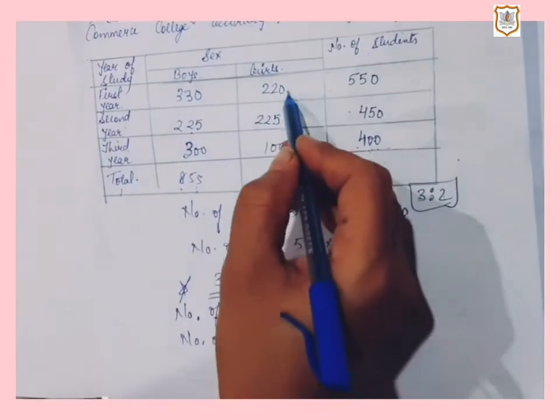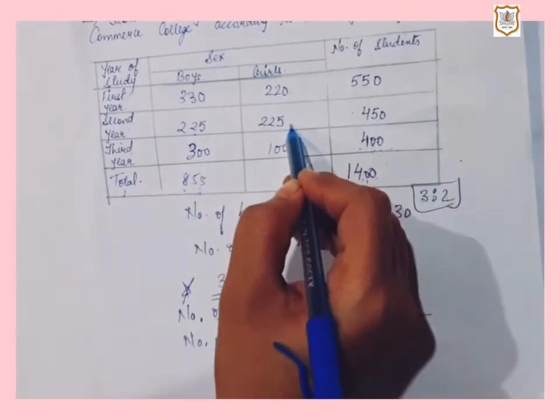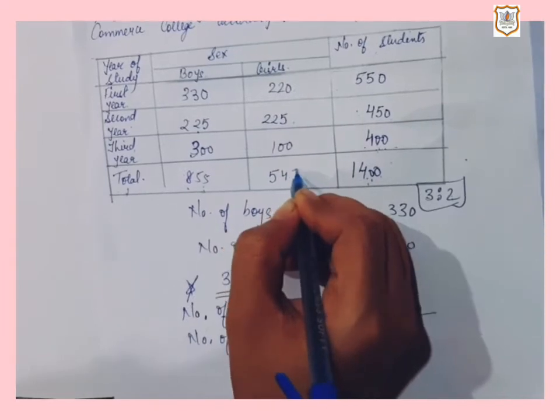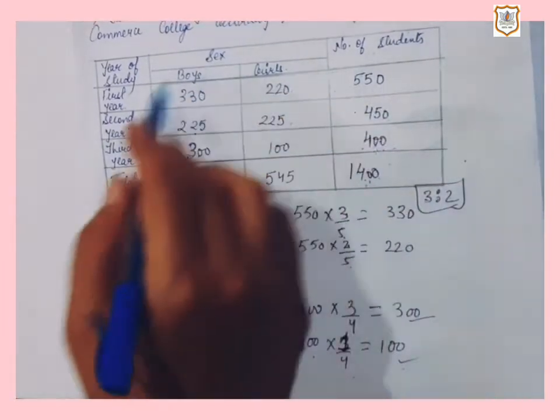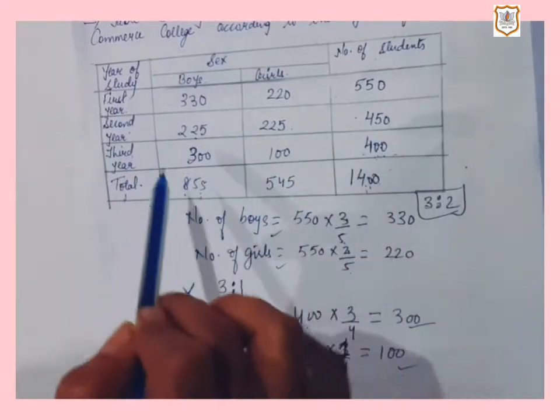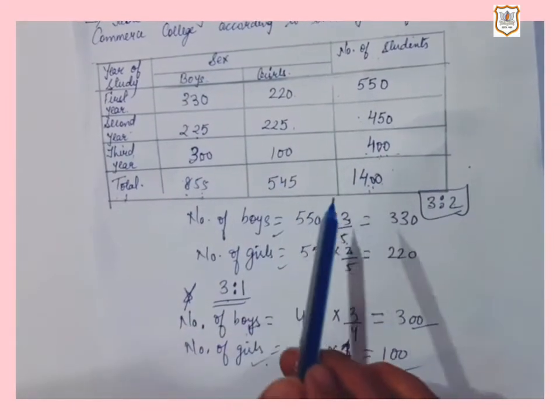Now we will total this 220 plus 225 plus 100. So we will get the total number of girls 545. So this way we have solved the table method, the tabulation sum. We are done with the sum number 1.